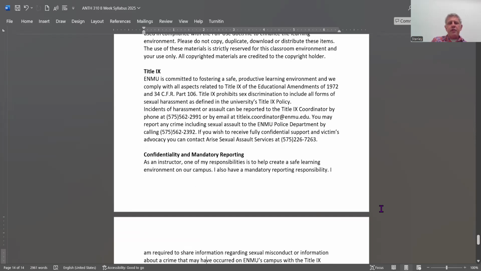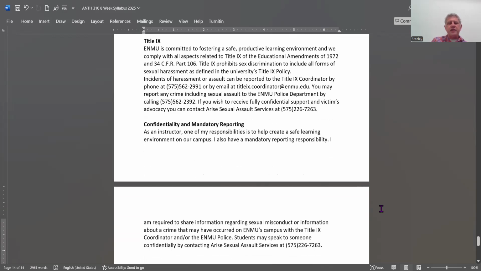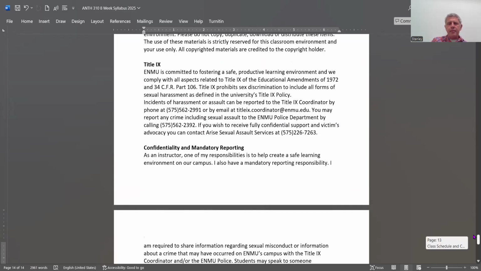Title IX says ENMU is committed to fostering a safe and productive learning environment, and we comply with Title IX, prohibiting sex discrimination as well as sexual harassment on campus. If you have incidents of sexual harassment or assault, you can report them to the Title IX coordinator at the email or phone number you see on your syllabus. Any other crimes you should report to the ENMU Police Department. And as an instructor, I'm a mandatory reporter to help keep you safe on campus, so any crime you share with me, I have to pass up the line. If you want to speak to someone anonymously, you can contact Arise Sexual Assault Services at this number or any other counselor, and they'll be able to speak to you anonymously.